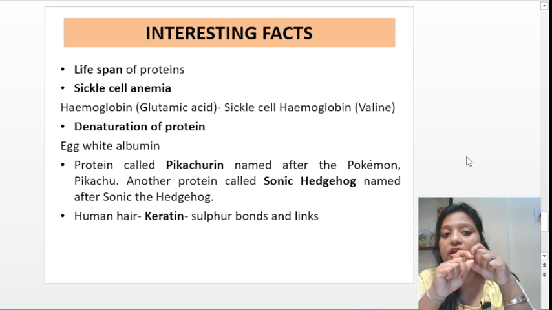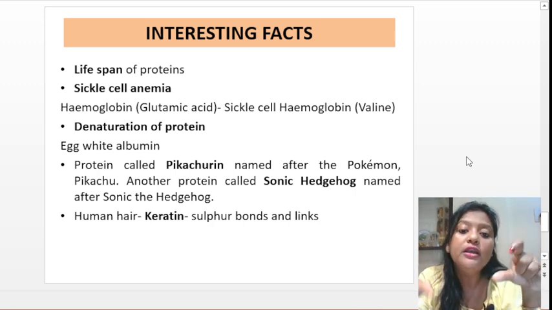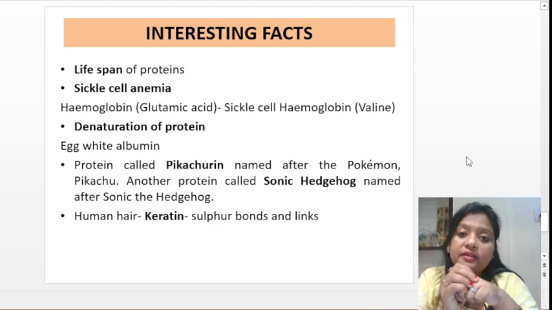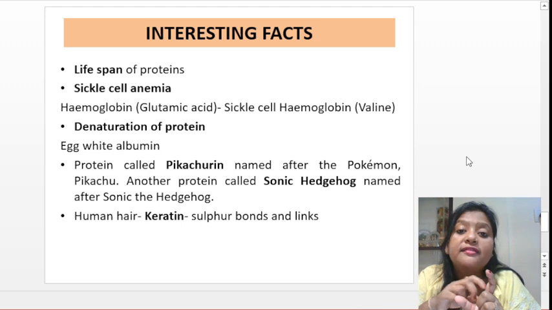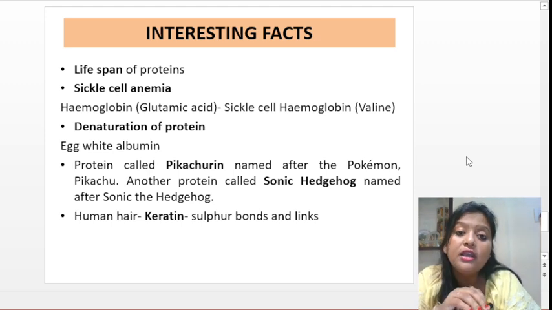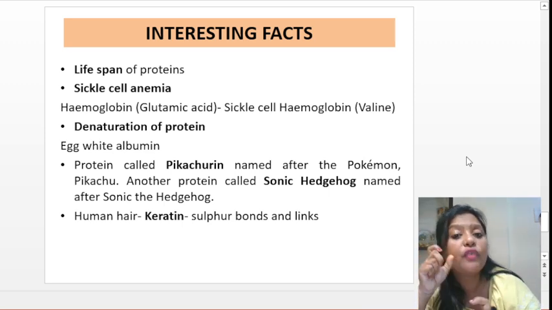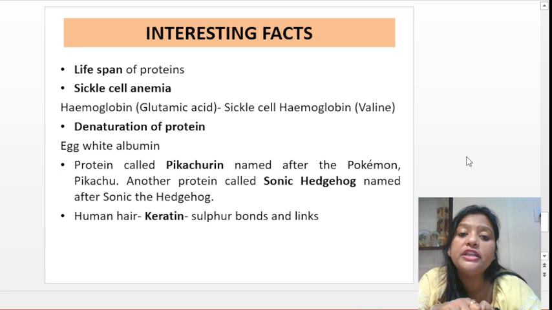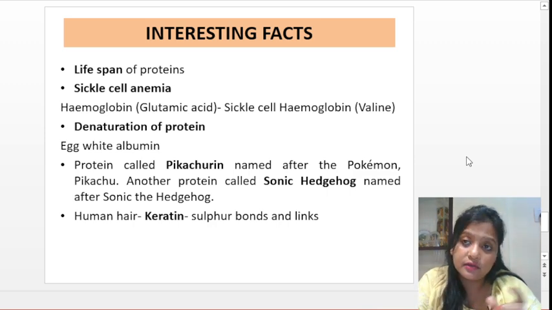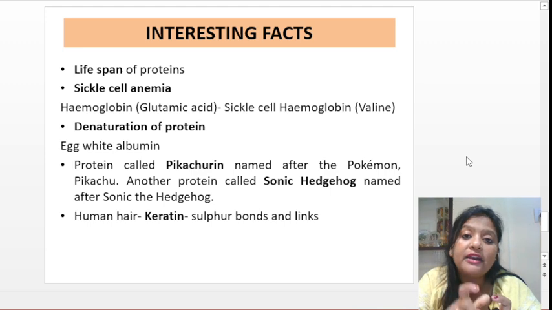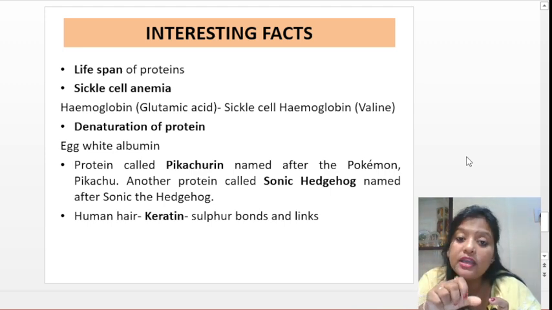Remember, in a chain of hemoglobin, there is an amino acid known as glutamic acid. Sometimes this glutamic acid is replaced by valine. In a hemoglobin structure, even if one amino acid changes, it will lead to a change in the functioning and property of the protein. If glutamic acid is replaced by valine in hemoglobin, it will lead to sickle cell hemoglobin.